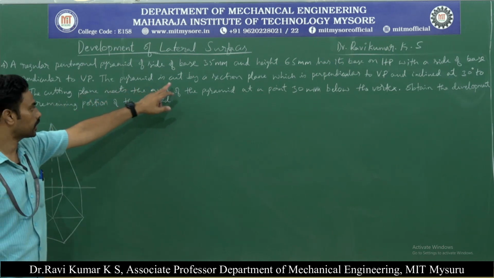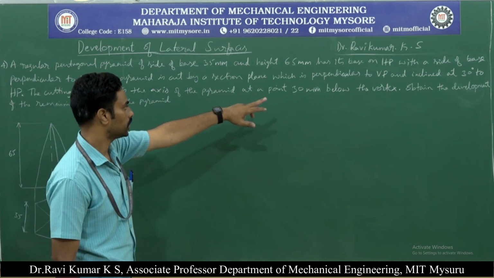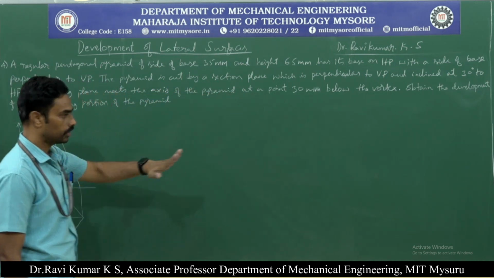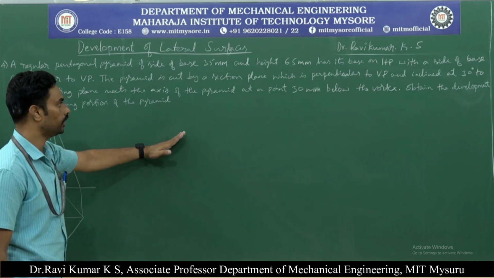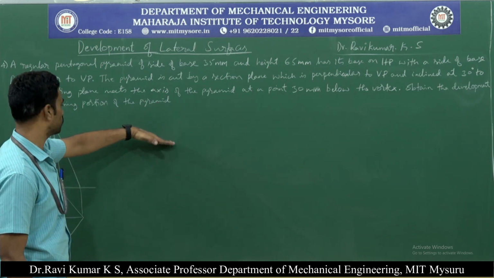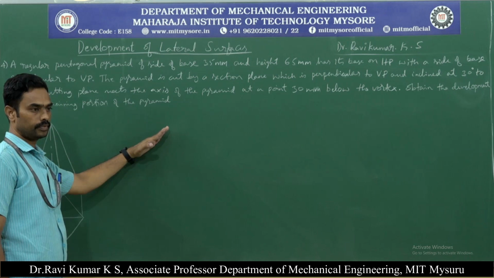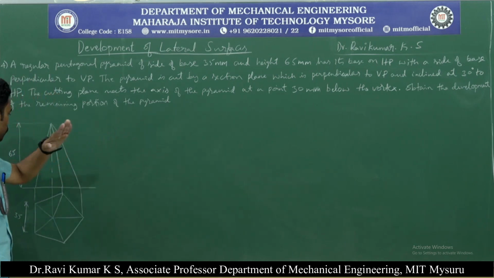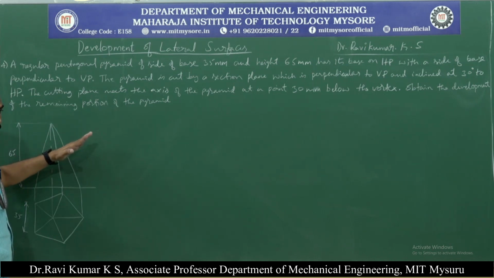The pyramid is cut by a section plane which is perpendicular to VP, something like this, and inclined at 30 degrees to HP. This is the section plane. So at 30 degrees to HP and perpendicular to VP, the pyramid has to be chopped off something like this with the help of the section plane.